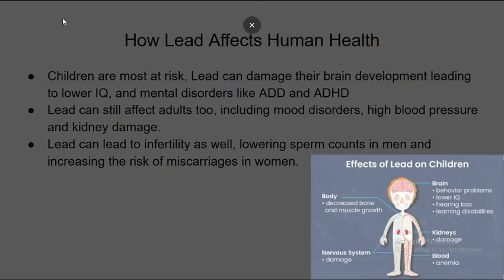Alright, so this is how lead affects human health. Children are at higher risk because it can hinder their brain development and lead to lower IQ and mental disorders like ADD and ADHD. Lead can still affect adults though, including mood disorders, high blood pressure, and kidney damage. Lead can lead to infertility, lowering sperm counts, and raising the risk of miscarriages in women. Here's a chart showing the different ways lead affects children.